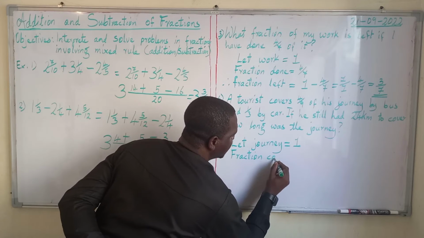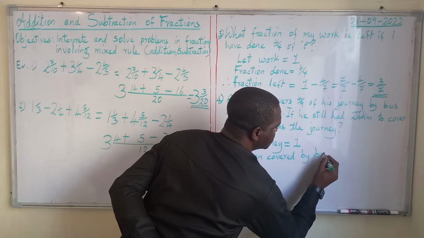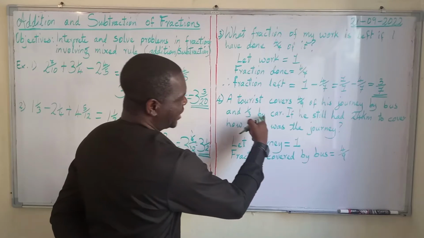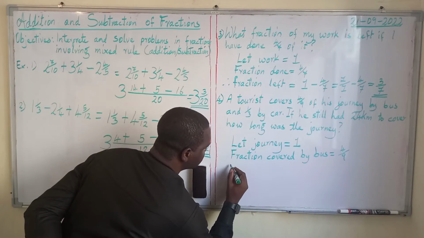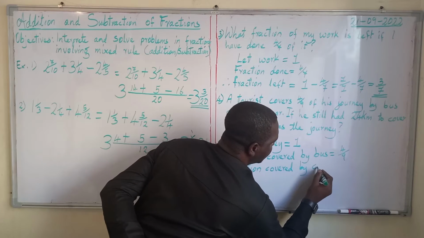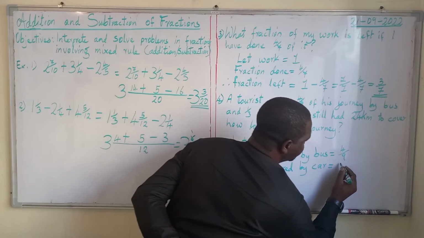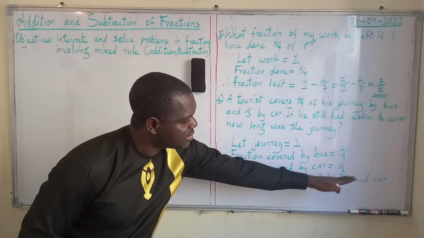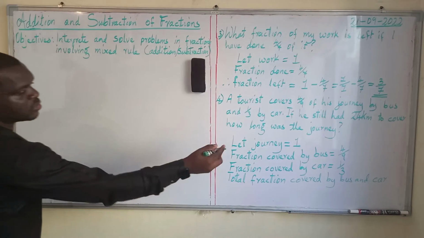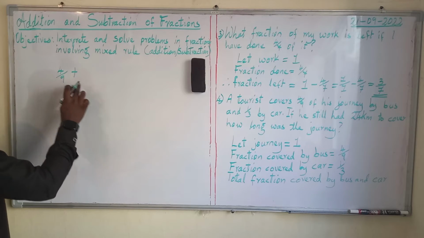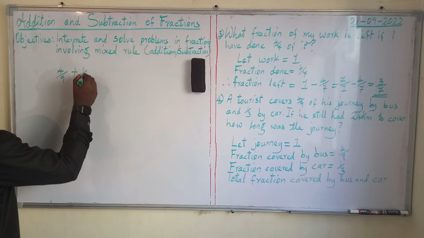The first fraction we have here is fraction covered by bus. Fraction covered by bus is equal to 4/9. And another fraction is covered by car. So we can identify fraction covered by car, which is 1/3. At this level, total fraction covered by bus and car will be, we know the fraction covered by bus, which is 4/9, and we add it to the fraction covered by car, which is 1/3.